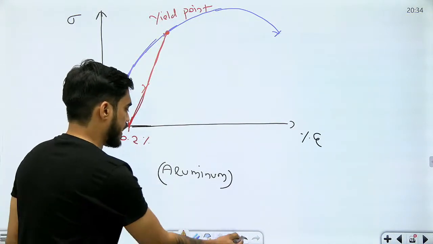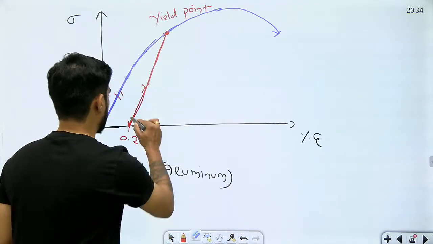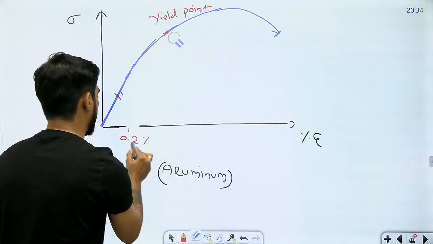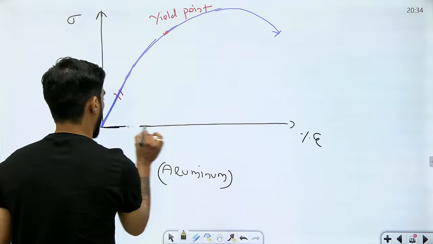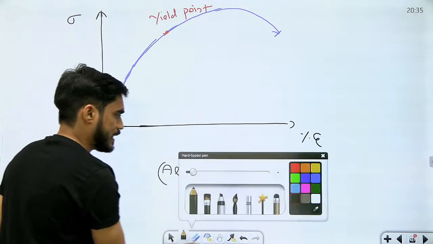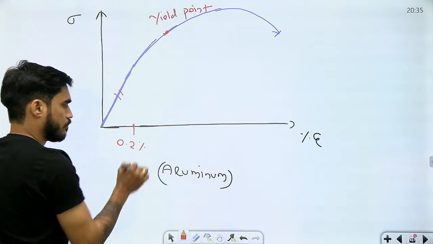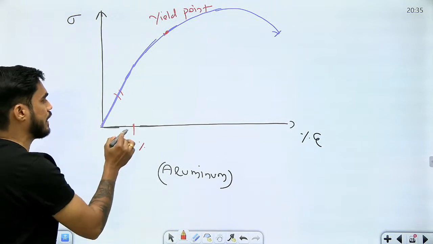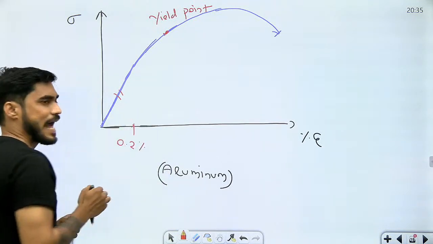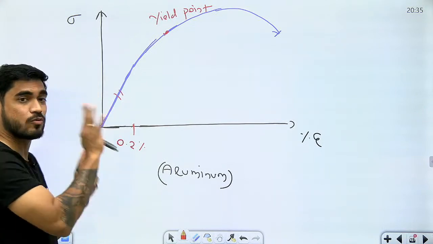So what I am going to do is I am going to reverse this. अब मैं इसको reverse करने वाला हूँ. How I am going to reverse this? I am going to draw a straight line from 0.2%. I know where 0.2% epsilon is. So I am going to draw a straight line from 0.2%, and this line should be parallel to this line because the slope should be equal to E.